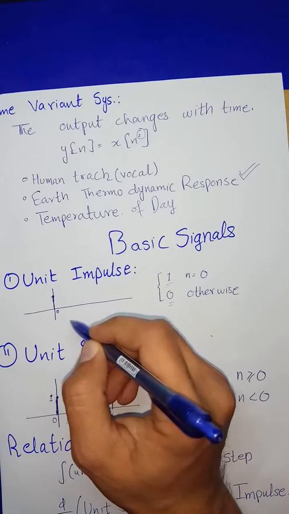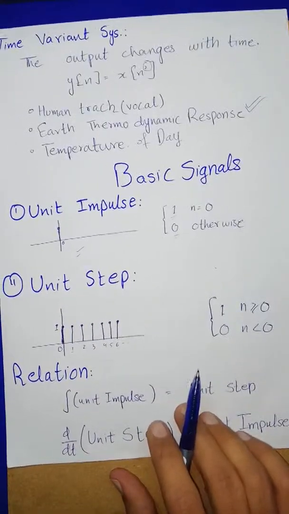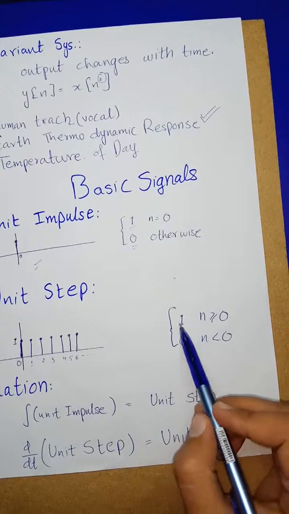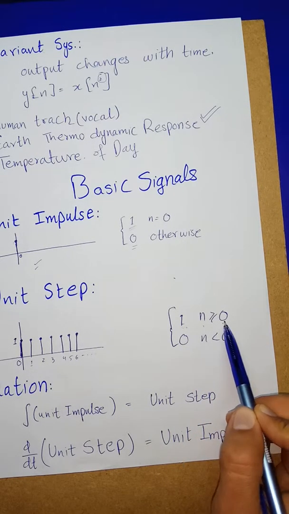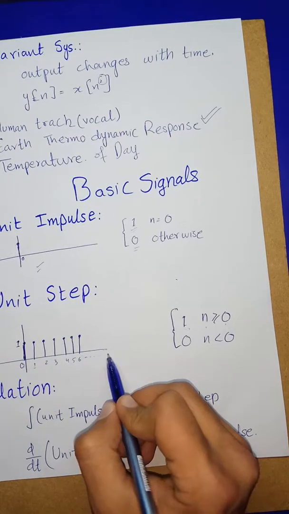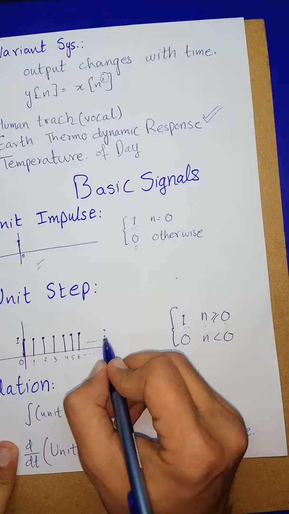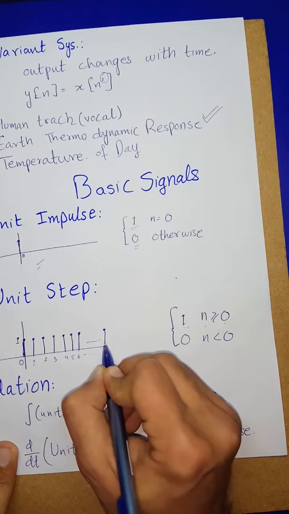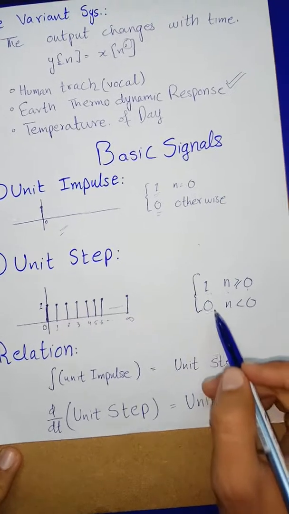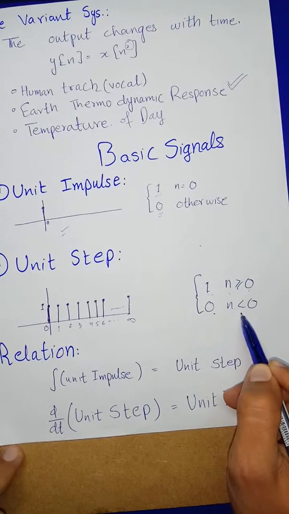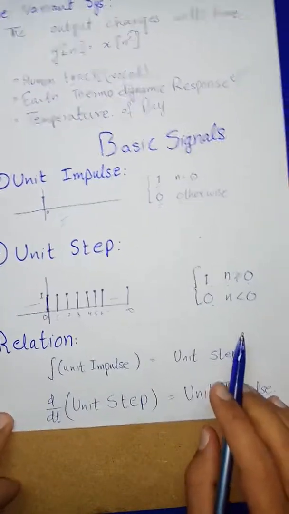This is the graph that represents the unit impulse. The unit step has a unit magnitude for n greater than or equal to 0, that is from 0 onwards up to infinity it has magnitude 1. And it has 0 for n less than 0. It means there is no response on the negative side.